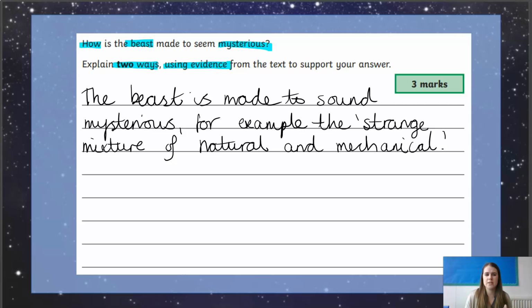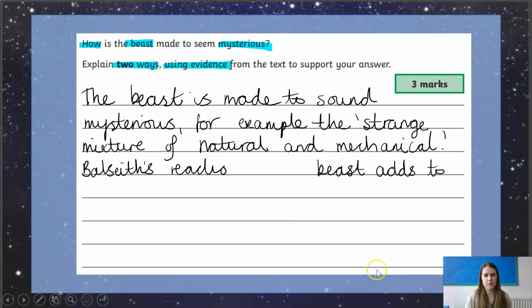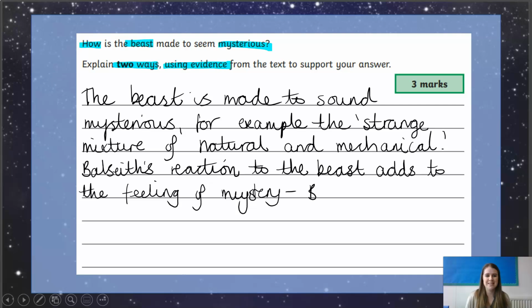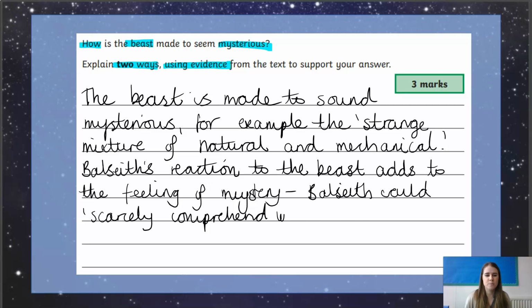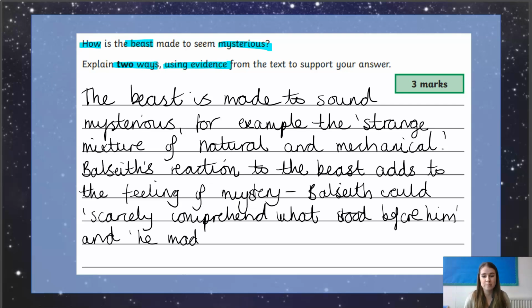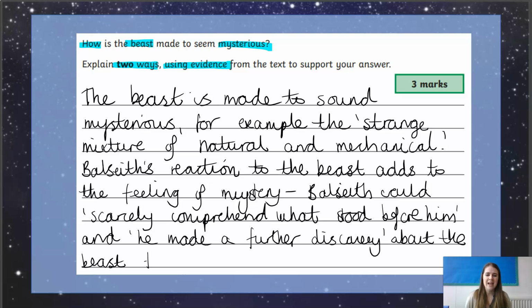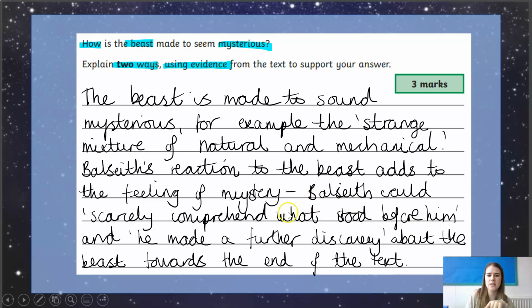Now I found another example in here. So, trust it to do it backwards. Bolse's reaction to the beast adds to the feeling of mystery because Bolseith could scarcely comprehend what stood before him, and he made a further discovery about the beast towards the end of the text. I used another piece of evidence there because it adds to the idea of how he feels, that personal reaction.